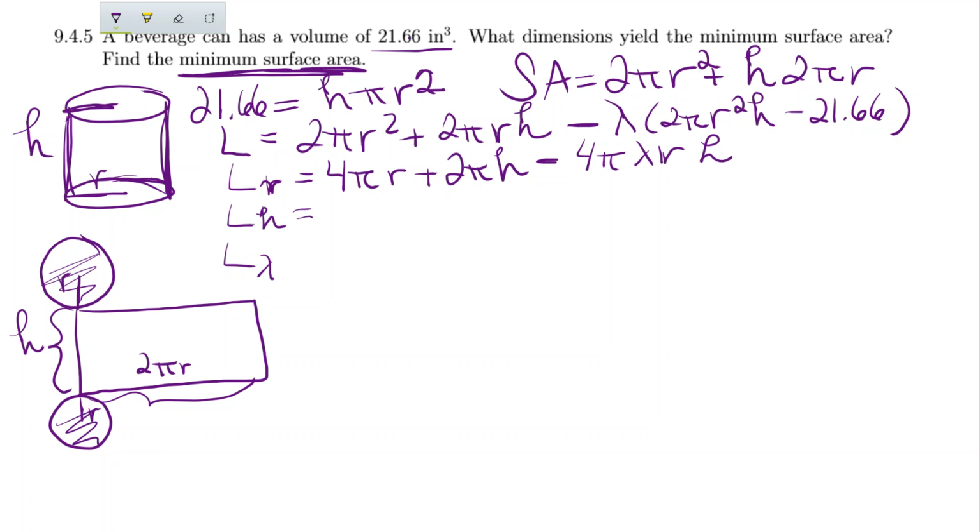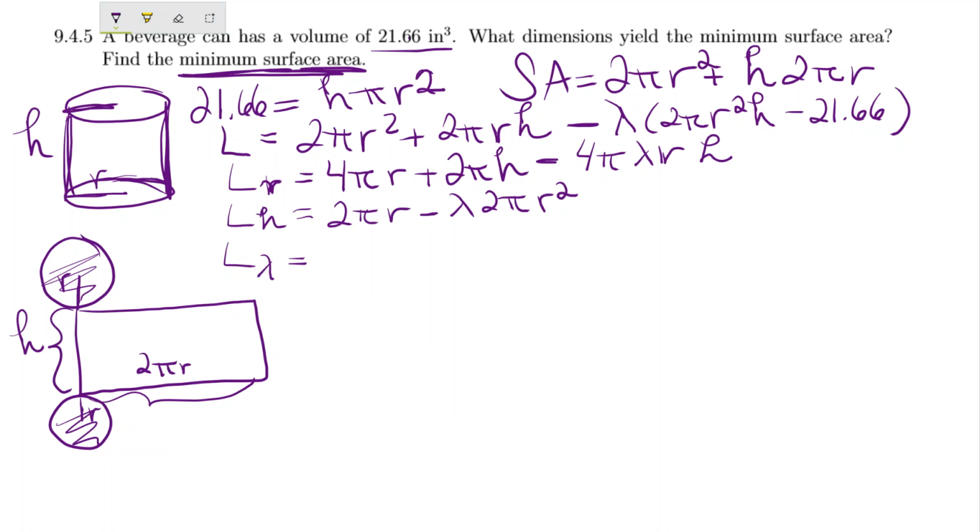So for the next one, this first term has no h's in it, so that's going to drop off. The second one has an h in it, and so when I derive the h, I'll get 1, so I'll get 2 pi r. And then same thing is going to happen like before, that 21.66 is not going to show up in this one, but I'm going to get something when I derive this one. So I'll get minus lambda 2 pi r squared. Now this one's going to be nice when I go to solve it, because there's a couple terms that are going to drop off. We're going to get some things for lambda. Let's do the lambda derivative.